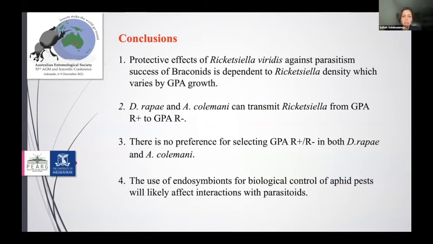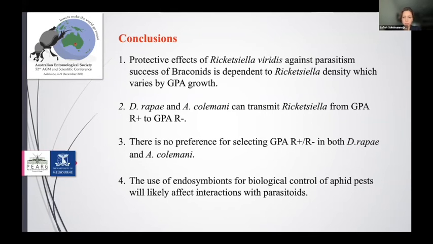So to conclude, we can say that the protective effect of Rickettsia viridis against parasitism success of parasitoids is dependent on Rickettsia density, which varies by GPA lines. Also, Rapier and Colemanni can transmit Rickettsia in GPA. There is no preference for selecting green peach aphid infected or uninfected with Rickettsia in both Rapier and Colemanni. And the use of endosymbionts for biological control of aphid pests will likely affect the interaction with parasitoids.